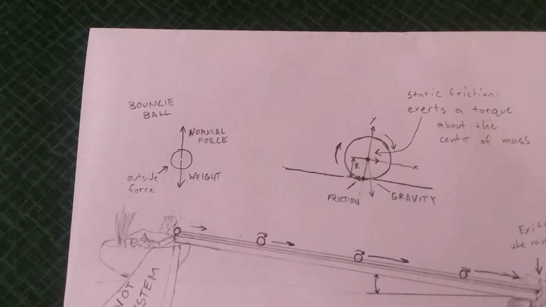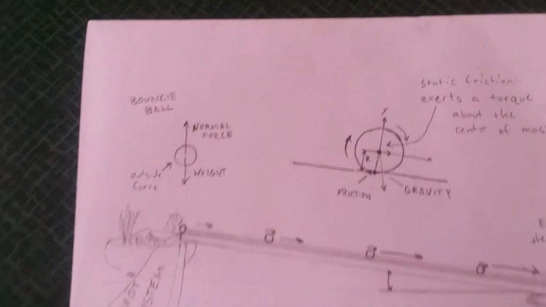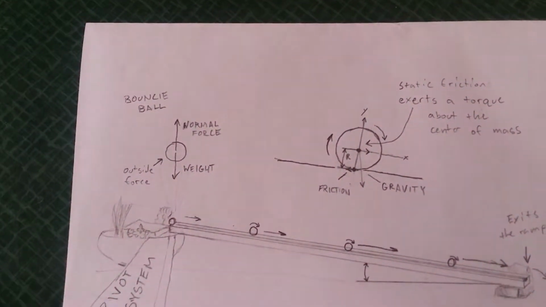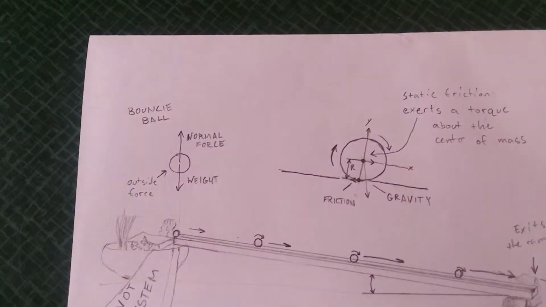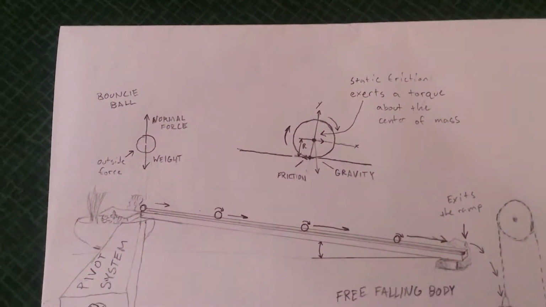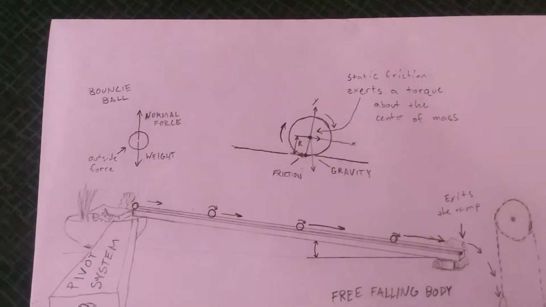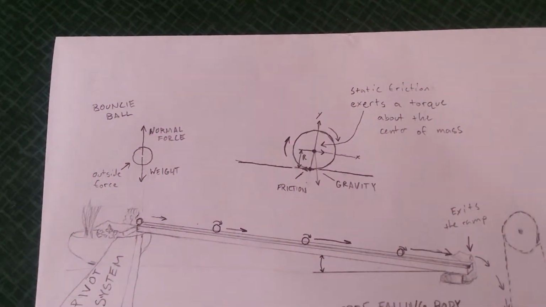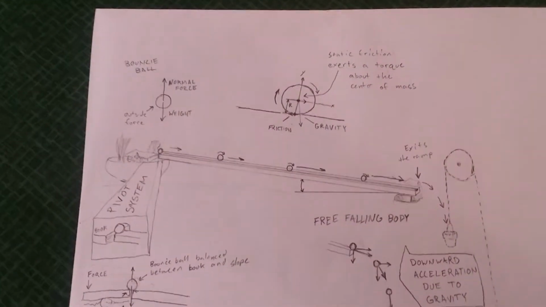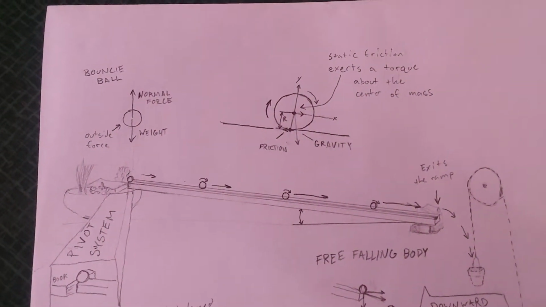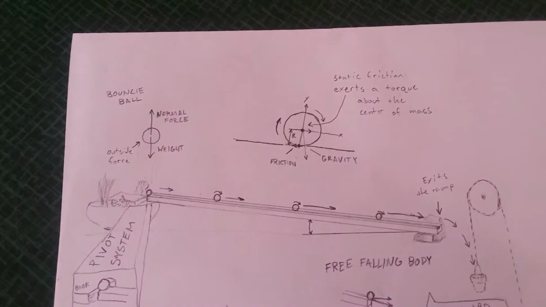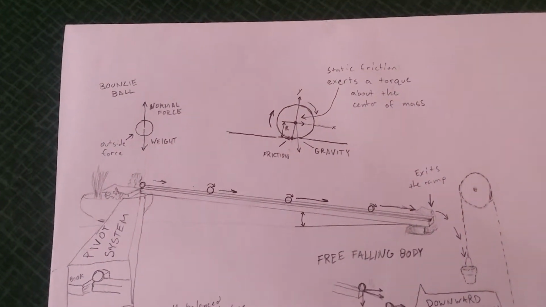Let's see. So I guess what I wanted to go over first is the bouncy ball has a weight and an equal force, a normal force that pulls up opposite of the weight. And the weight is the ball's mass times gravity. For this experiment, I didn't weigh the ball, but that is the theoretical basis. So the mass times gravity is the weight.